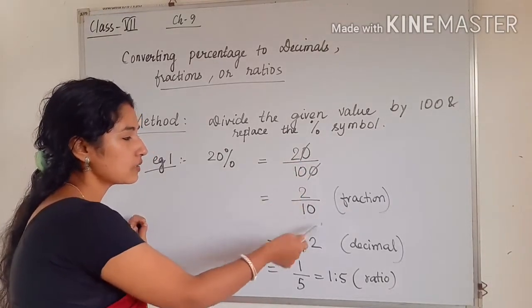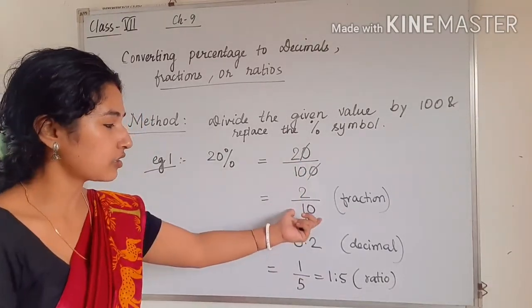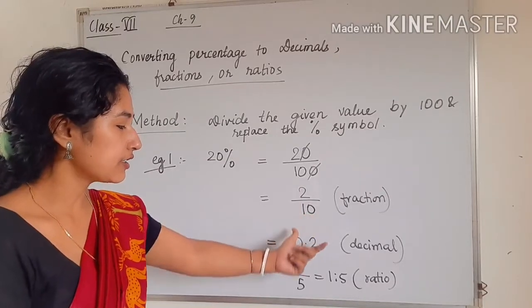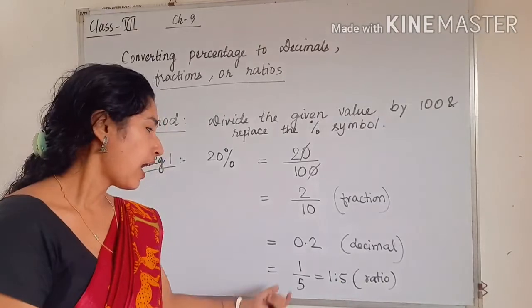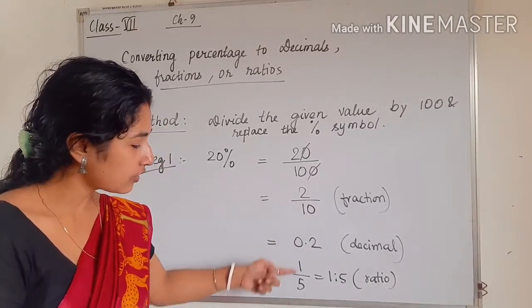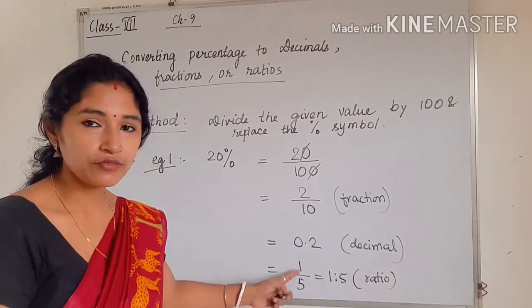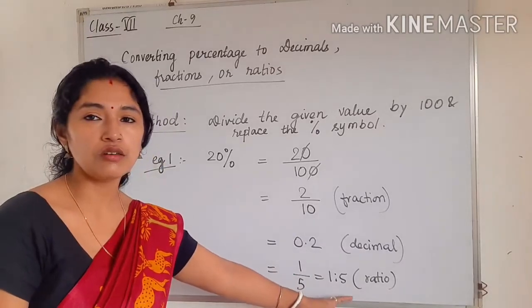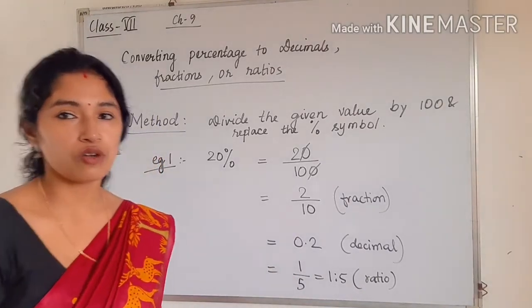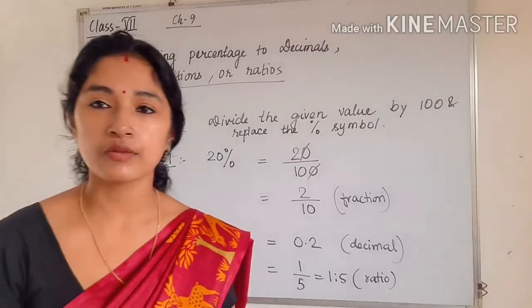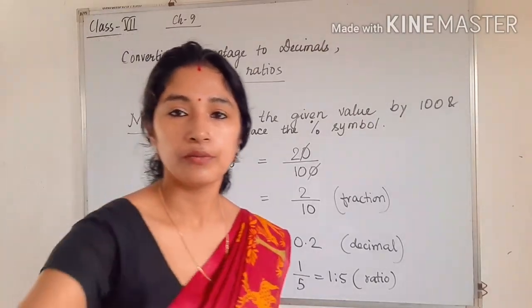So 2 by 10, you can say this is a fraction. And when we write it in decimal, we will get 0.2. So this is in decimals. And after cancelling 2 with 10, we will get 1 by 5, that is 1:5. So this is in what? Ratio. So this is very simple, you just have to divide by 100 and replace the percentage symbol.